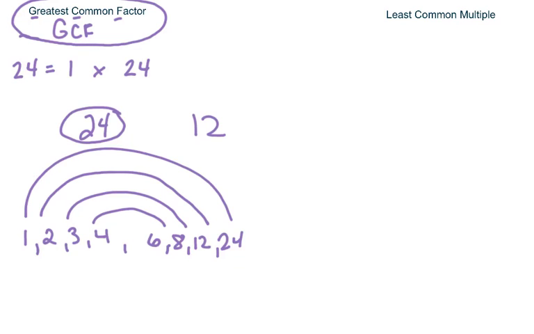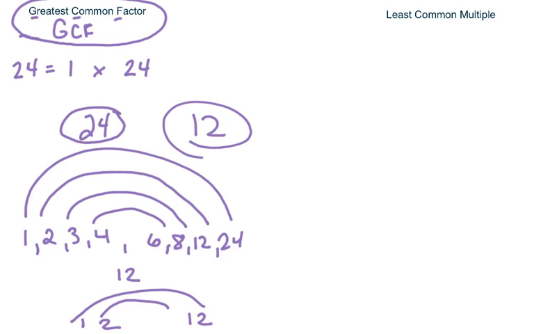I could then go ahead and make factor rainbows for 12. I would have 1 and 12, 2 and 6, and of course 3 and 4. And so when I'm looking at the greatest common factor between 24 and 12, I'm looking at the biggest number that they have in common. I see that they have 1. Every number has a factor of 1. 2 in common, 3 and 4, 6, and then of course 12. And the biggest one there that they have in common is 12. So the greatest common factor of 24 and 12 is 12.